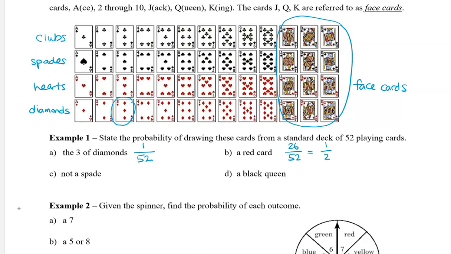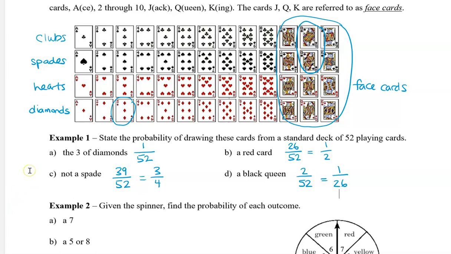All right, we do not want a spade card. Since there are 13 spade cards, 39 of them are not spade cards. So that would be 39 out of 52, or we can also say that 3/4 of them are not a spade. All right, and lastly, a black queen. There are only 2 black queens, we have the club and the spade. So 2 out of the 52 cards are black queens, and that's 1 out of 26.